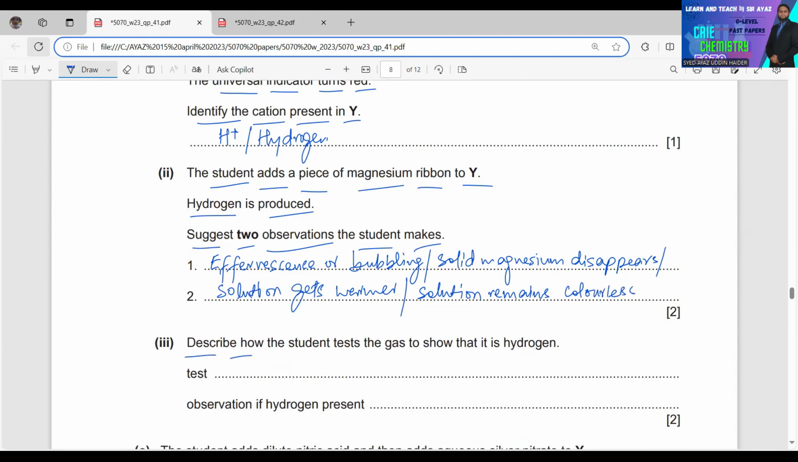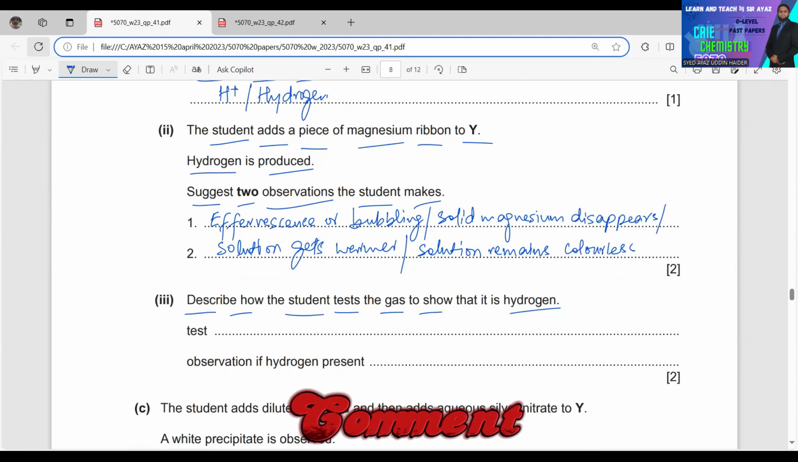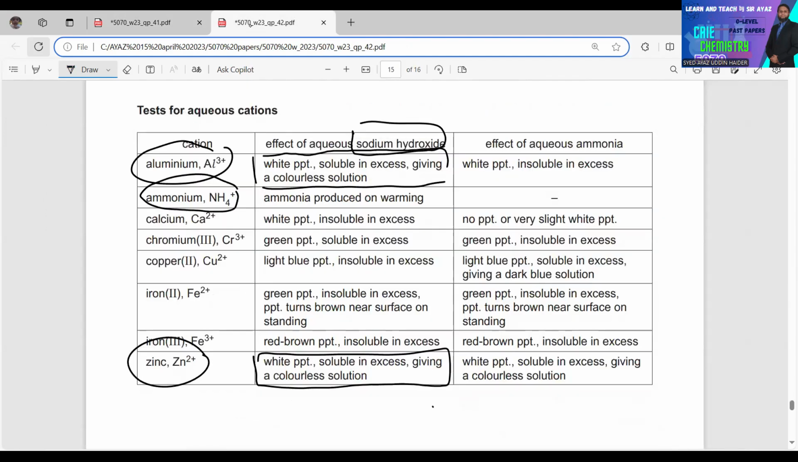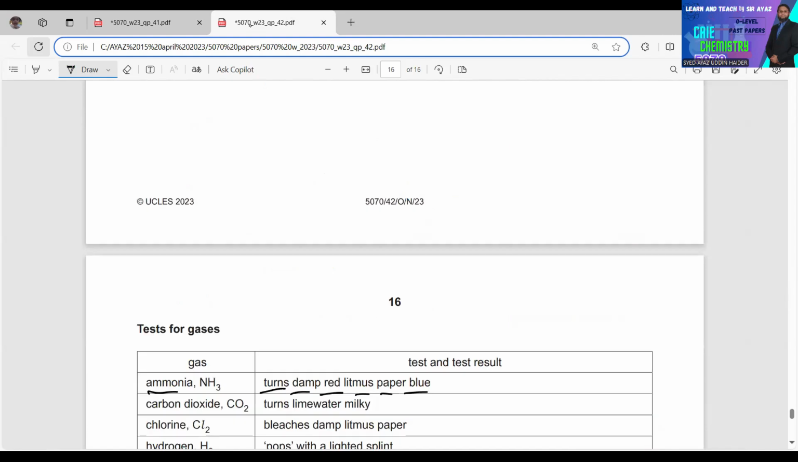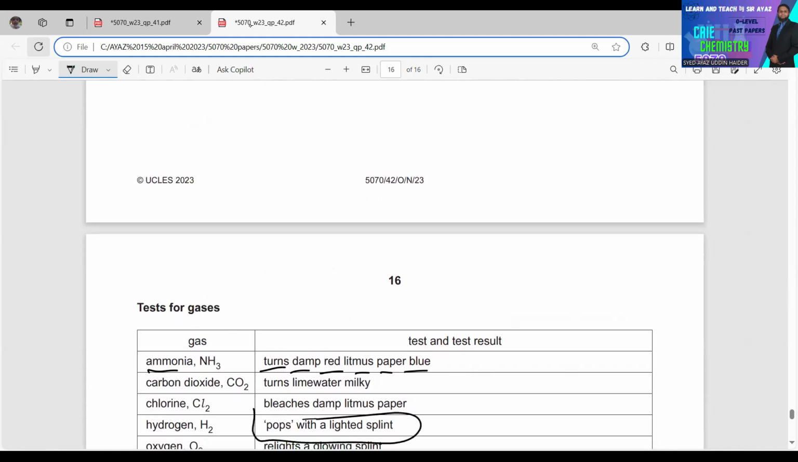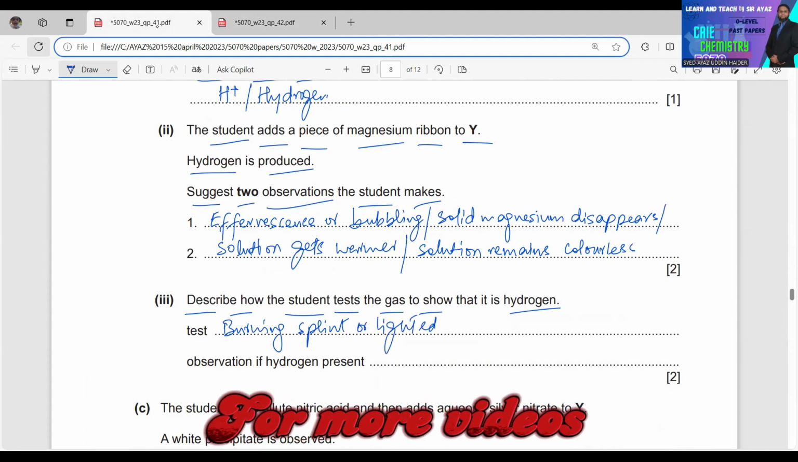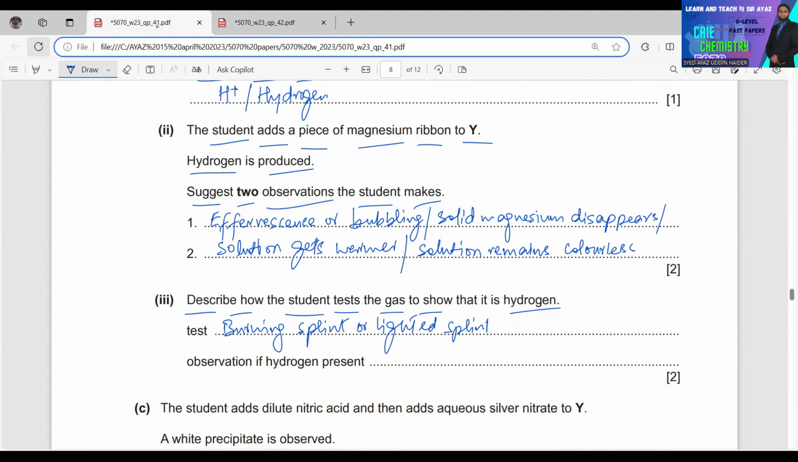Number three, describe how the student tests the gas to show that it is hydrogen. It's very easy. Bring a burning splint. If you don't remember the test, you can see it from here. Tests for the gases are provided here. See hydrogen gas, burning splint: it pops with the lighted splint. Pops or produces a squeaky sound.